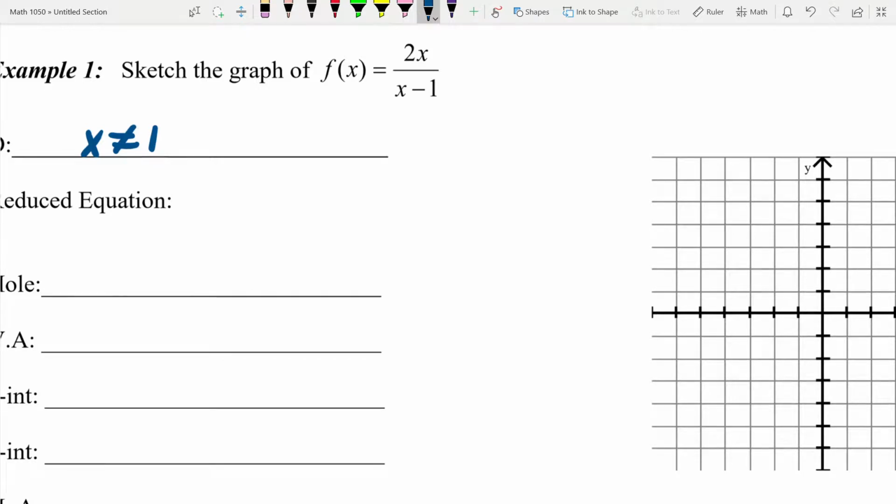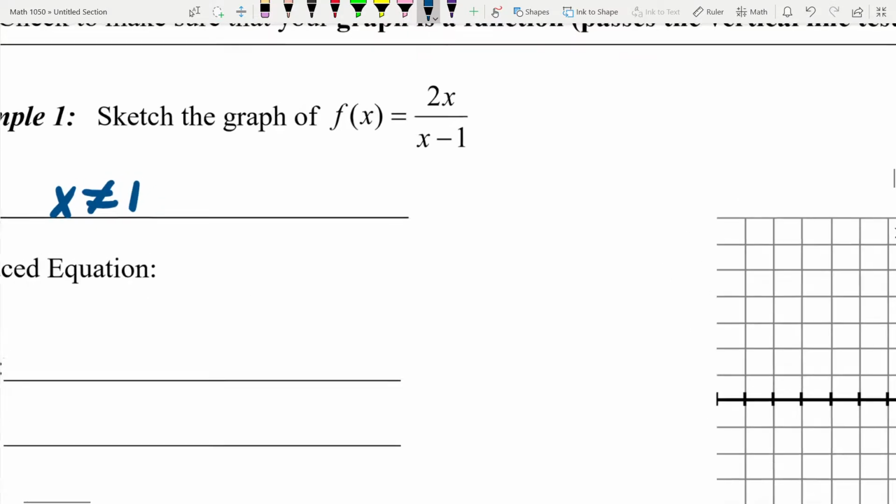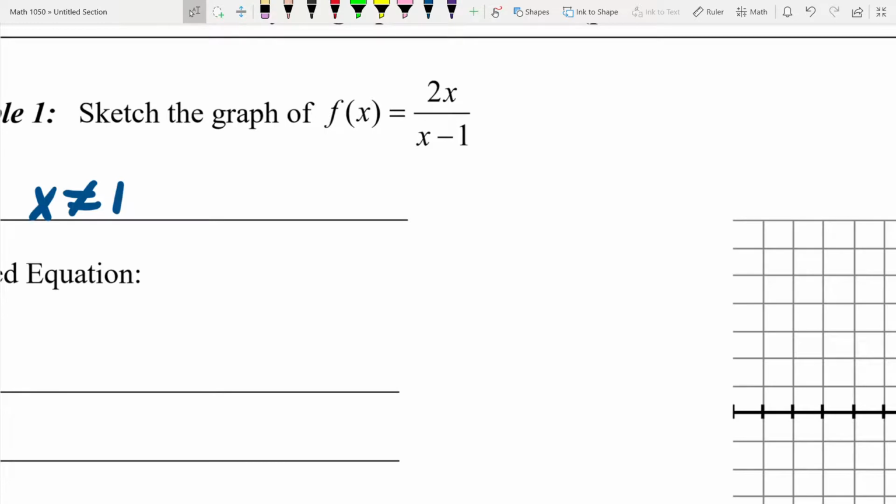Step number 3 is reduce. You guys, I think that there are people in my 1050 class that don't understand that the x on the top does not cancel with the x on the bottom. You cannot reduce that. Why can't you reduce that? Somebody tell me. The -1, that's not an x on the bottom. It looks like an x. It's not an x. It's an x minus 1. That's one thing stuck together, okay?